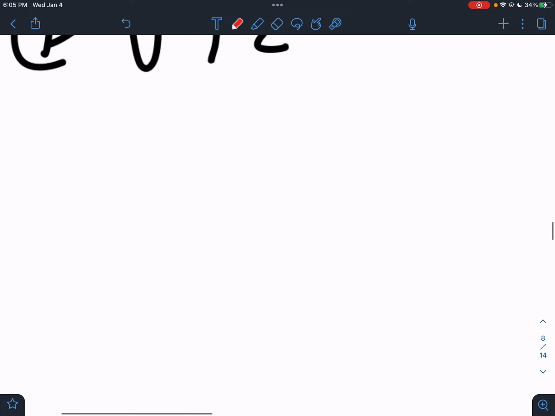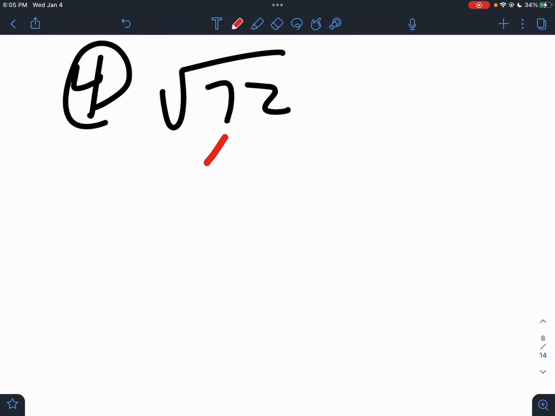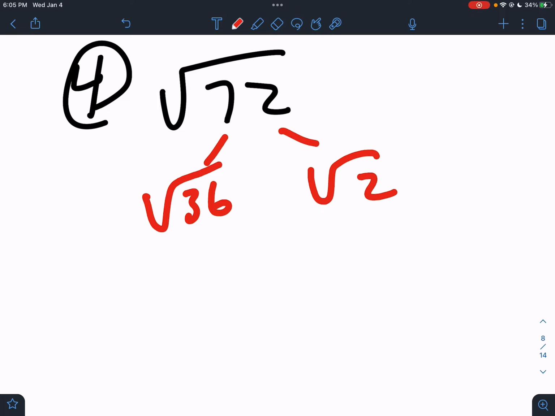Square root of 72, I'm not going to do every way. I'm going to do just the fastest way. The biggest perfect square is root 36. The square root of 36 is 6.